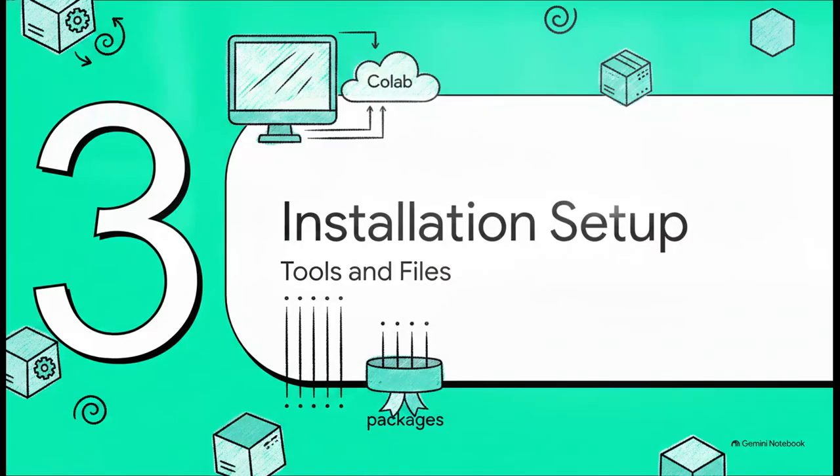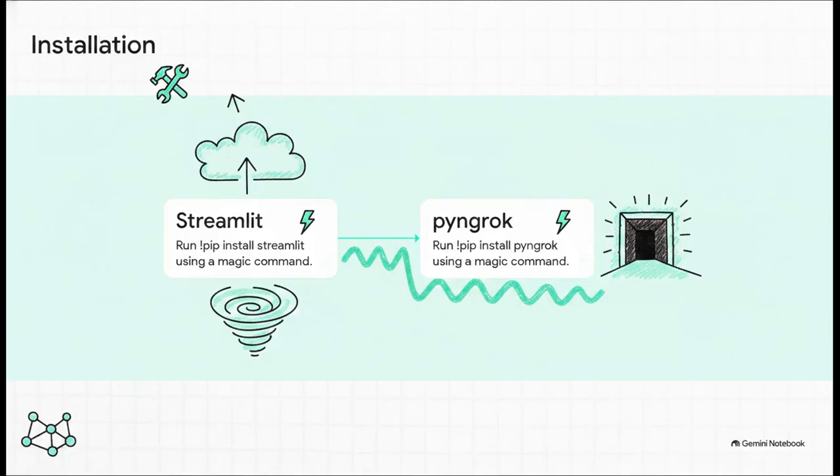Moving along to part 3, installation and file setup. First things first, we've got to install our tools. Since we're working inside a Jupyter Notebook environment in Colab, we can't exactly type terminal commands normally. We have to use Python magic commands to tell Colab to run in the command line. So we just run an exclamation mark followed by pip install streamlit, and then run another exclamation mark for pip install pyngrok, which is the Python wrapper for our tunneling service.